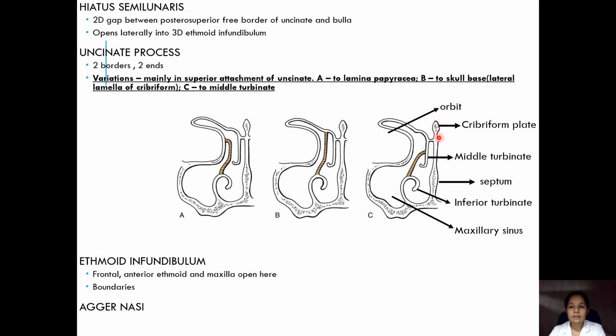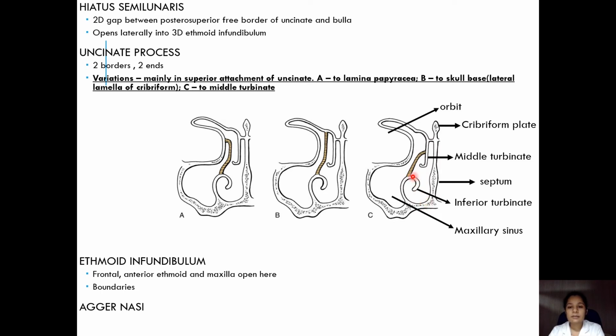Now this diagrammatic representation shows nasal septum, cribriform plate, the lateral lamina of cribriform, medial and lateral lamella of cribriform plate, fovea ethmoidalis. This is the orbit. The medial wall of the orbit is lamina papyracea. This is the maxillary sinus, inferior turbinate, middle turbinate, and floor of the nose.